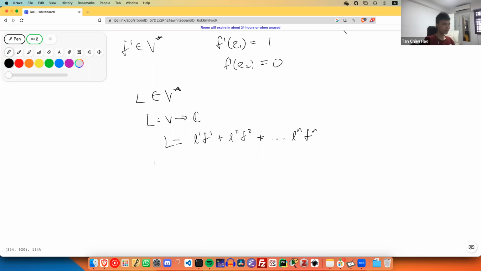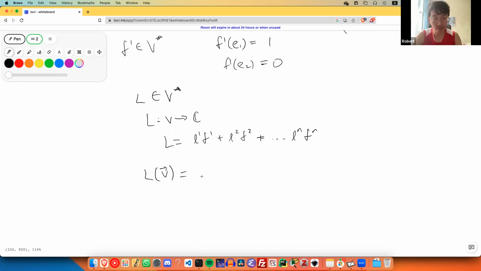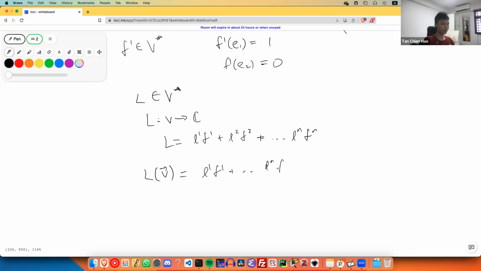So that makes sense now, because when you consider L in V star, this gives me a complex number. How do I construct it? I do the linear thing, L1 F1 plus so on, Ln Fn, and I map this entire thing to L1 V1 E1, plus so on, to Ln Vn En, where n is the dimension of the space.